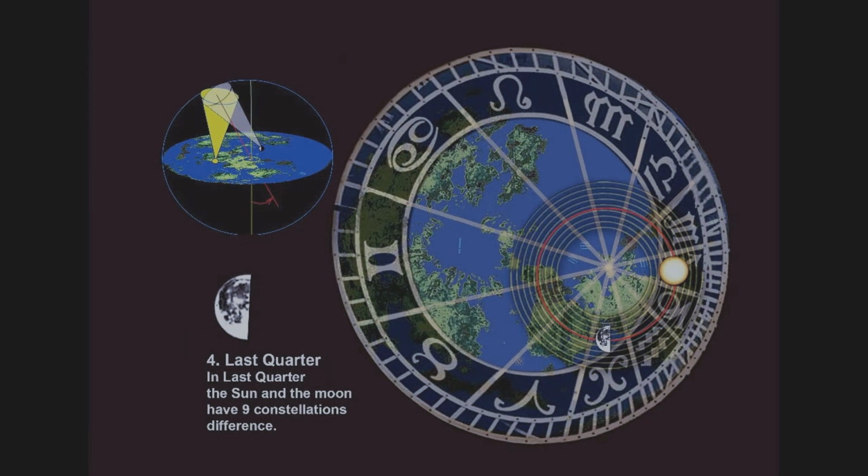Last quarter. In last quarter, the Sun and the Moon have 9 constellations difference. Finally, when the angle of incidence is getting bigger, we have the third quarter, and in this case the Sun's conical refraction hides the right half of Moon's refraction when the axis of phases is vertical to the horizon, when we are northern, the Moon's path, or the left if we are southern.